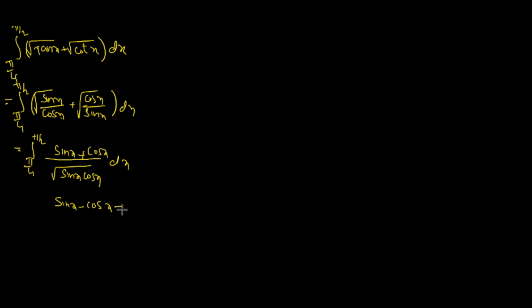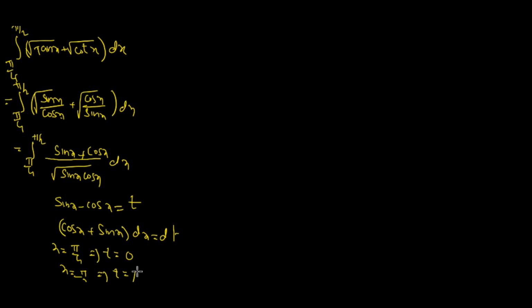sin x minus cos x equal to t. Take the derivative: derivative of sin x is cos x, minus derivative of cos x is plus sin x, so (sin x plus cos x) dx is equal to dt. Change the limits. If x is equal to pi by 4, t is equal to sin 45 minus cos 45, that is 0. If x is equal to pi by 2, sin 90 minus cos 90 is 1, so t is equal to 1.